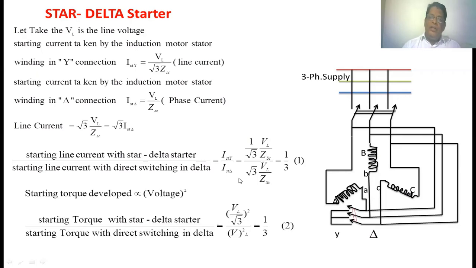We know that the torque developed in an induction motor is directly proportional to V square. Starting torque with a star delta starter divided by the starting torque with direct switching on the delta connected stator winding. Now substitute those two values here. You get 1 by 3. The starting torque developed in the induction motor, if the stator winding is connected in star, will be reduced to 1 by 3 times the starting torque developed in the same induction motor when the stator winding is connected in delta.